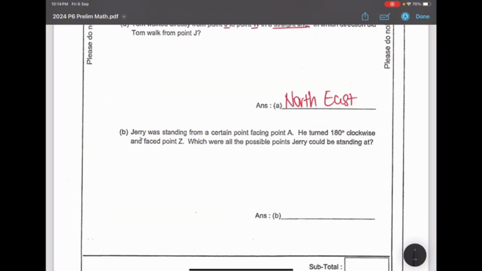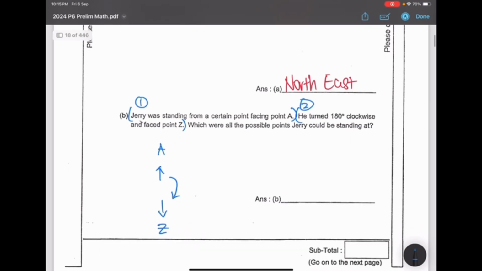Now let's look at B. Jerry was standing from a certain point facing point A. Alright, he turned 180 degrees clockwise and faced point Z. So what it means is that if he's facing point A from here, when he turned 180 degrees, he would be facing point Z over here. So it has to be in this orientation.